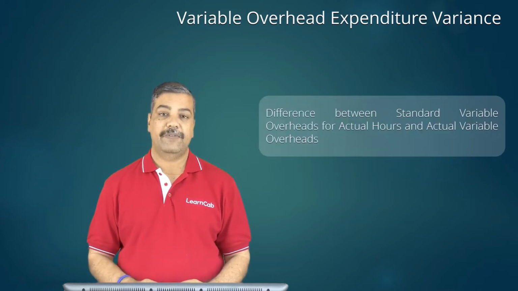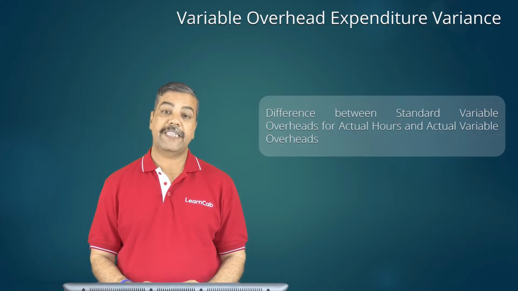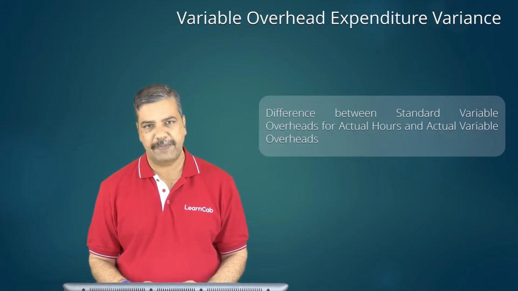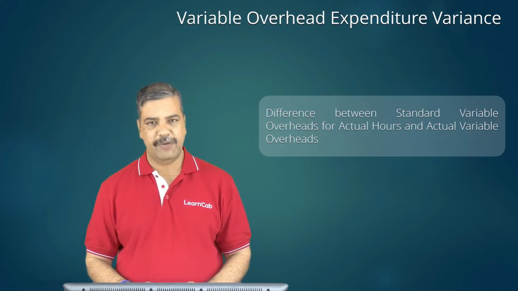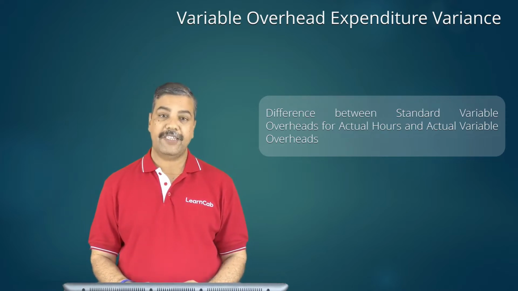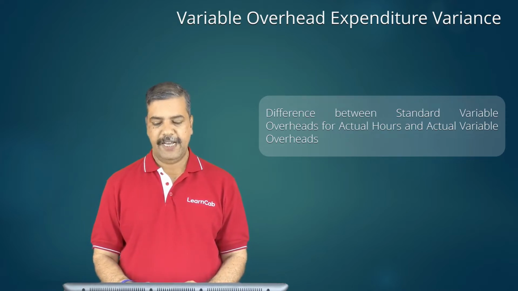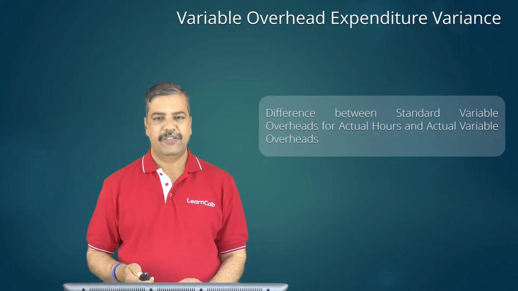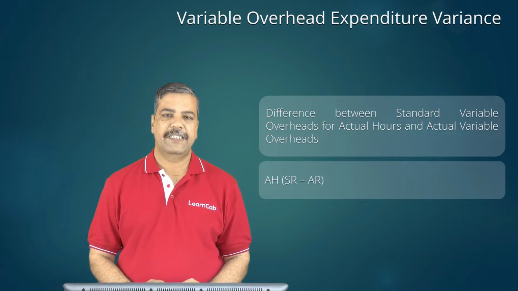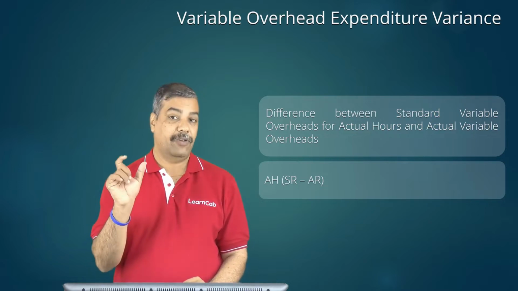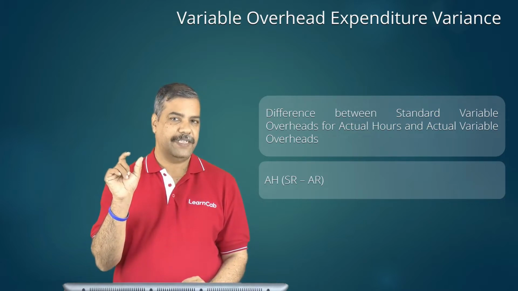Next, let us go to the next very important thing, variable overhead expenditure variance. What is this expenditure variance? It is the difference between standard variable overheads for actual hours and actual variable overheads. So, how do you calculate it? In a simple formula, since it's something to do with expenditure, rupees. Okay, please remember, expenditure means rupees.